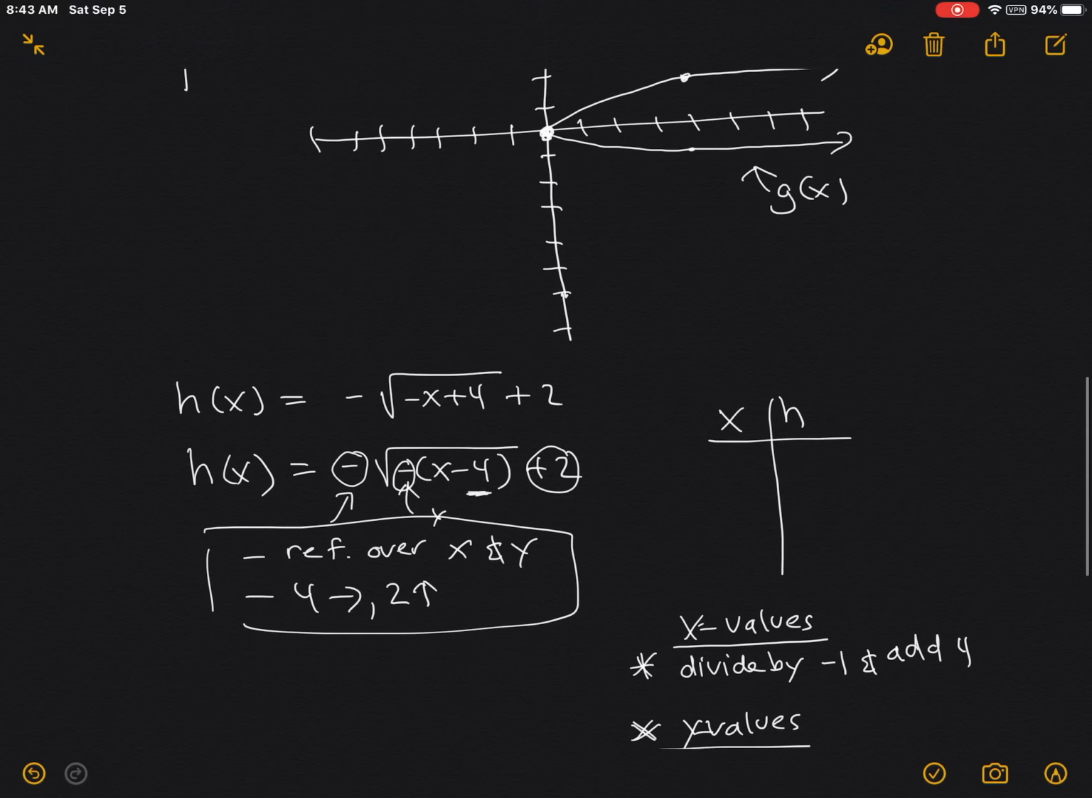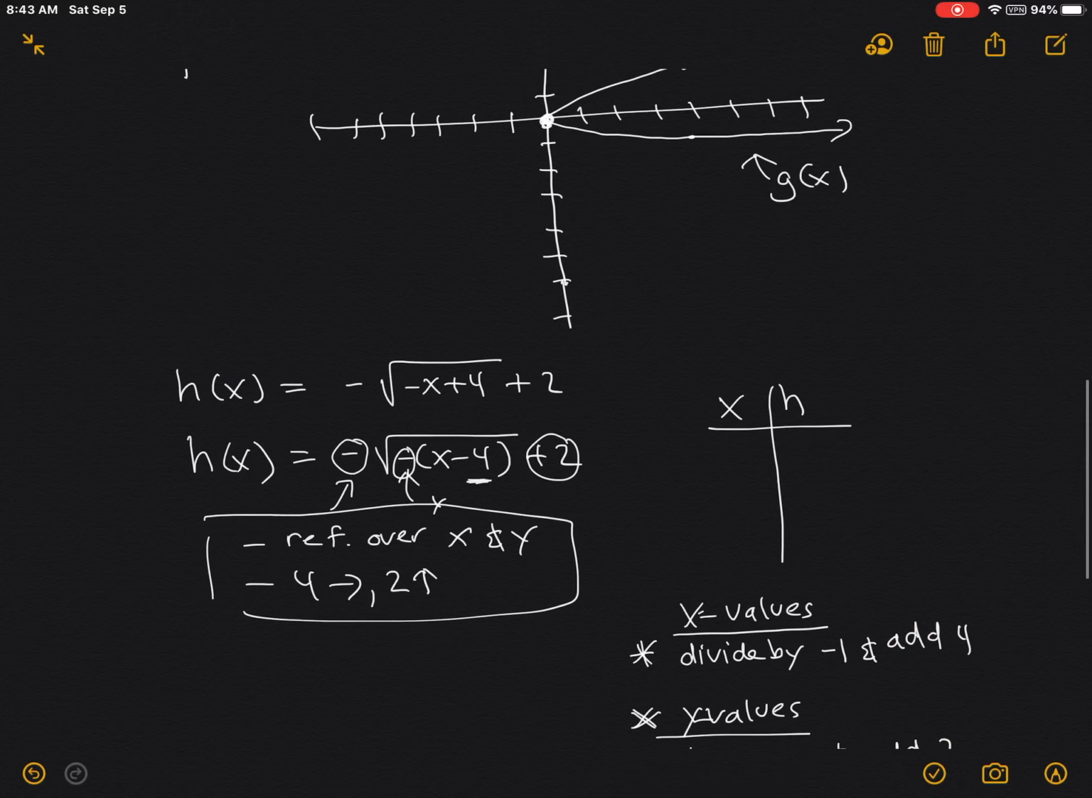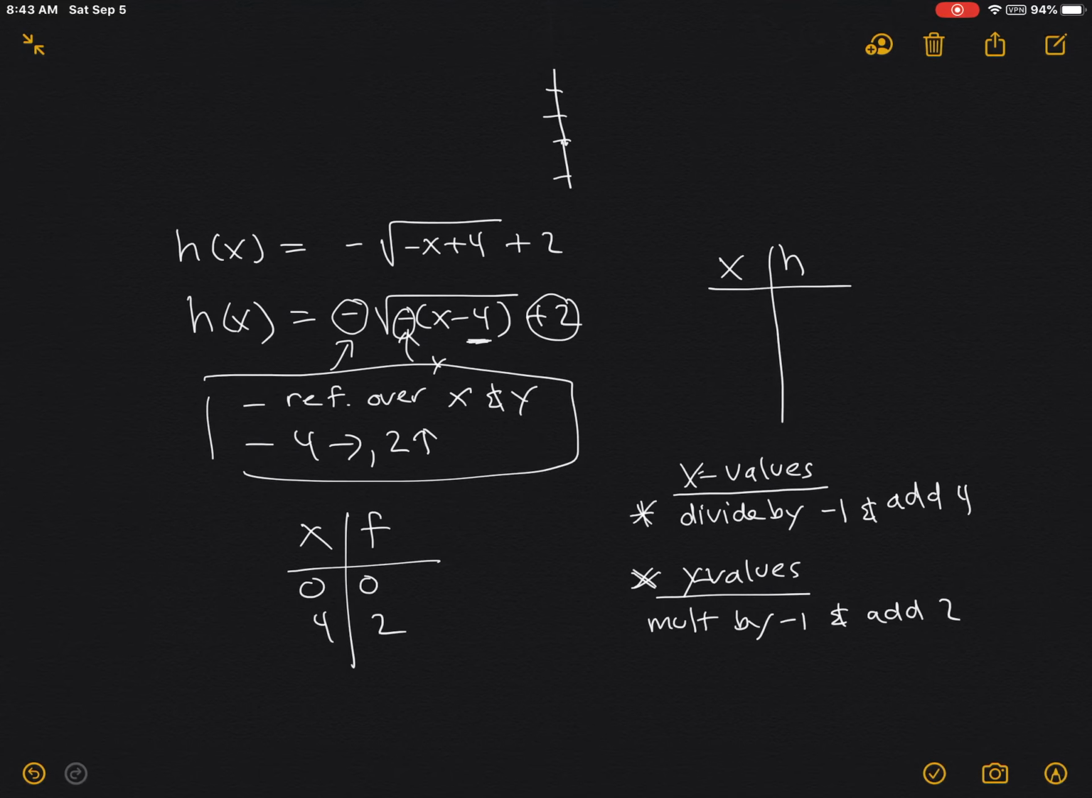And so I go to my original x values for my f. So my original, let me just write it here. It's 0, 0, and 4, 2. So here's 0, 0, and 4, 2. So for my x values, I divide by -1, 0 divided by -1 is 0, and I add 4, I get 4. Over here, 4 divided by -1, well, that's -4. -4 plus 4 is 0. And for the y values, I multiply by -1. 0 times -1 is 0. 0 plus 2 is 2. And 2 times -1 is -2. -2 plus 2 is 0.